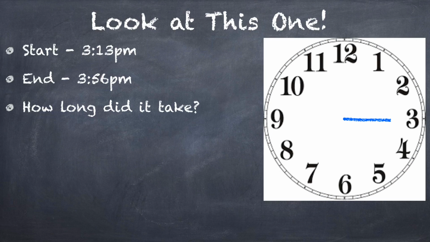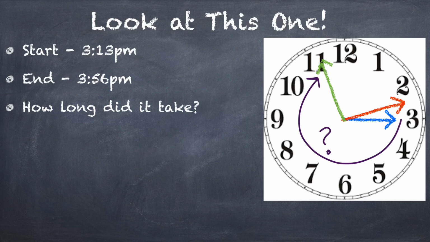Well, on our clock, we have our blue hand that's going to point to our hour and our red hand that's going to point to our minutes, showing 3:13. And the green arrow again is going to show us where we moved to 3:56. And again, we need to figure out what time difference there is between the red arrow and the green arrow.